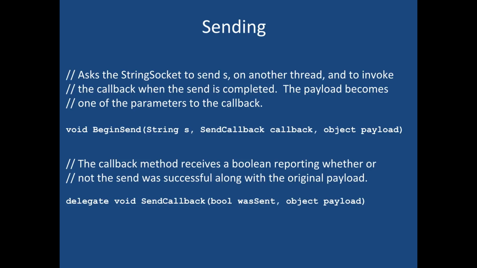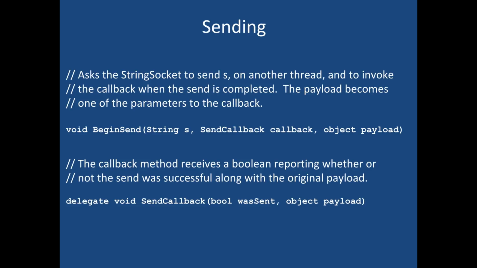So the socket receives these requests. The socket is thread safe. You can call it from multiple threads, although you won't need to. And it sends the strings out in the order in which they were provided via calls to begin send. And once they have been successfully sent, the callback method is called. Now, for your server, you're just going to send a string and then another string and another string. You're not going to have multiple threads trying to send out strings at the same time on the same socket. You'll have multiple threads sending on different sockets.